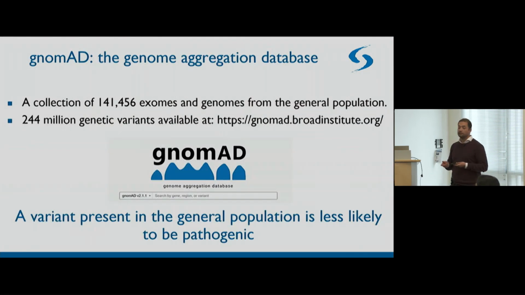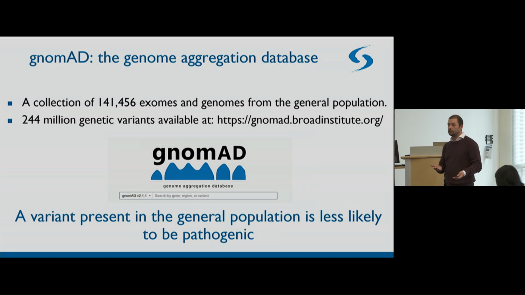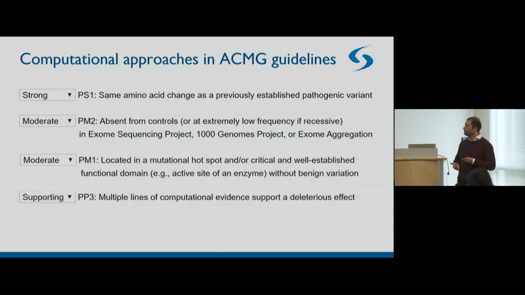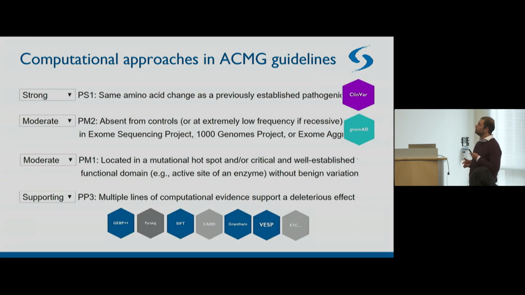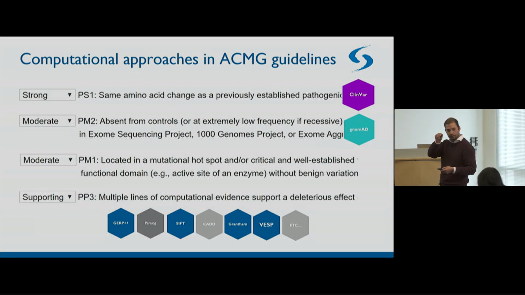Then gnomAD, which is a repository of the general population. We have nearly 150,000 exomes and genomes. And the argument here, as I said, is that if the variant has a frequency in the general population, it's less likely to be pathogenic, because these people wouldn't be recruited as controls in all of these studies. So as a summary, coming back to the ACMG guidelines, we have ClinVar and gnomAD as strong and moderate arguments. And then we have all of those computational tools that measure the damaging effect of the variant on the protein just as a supporting argument.